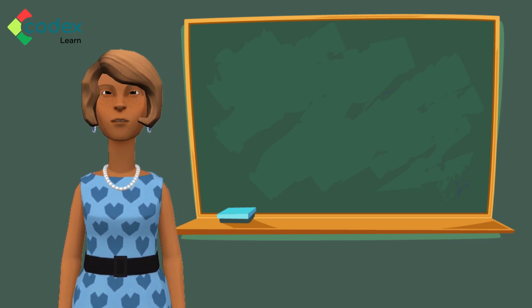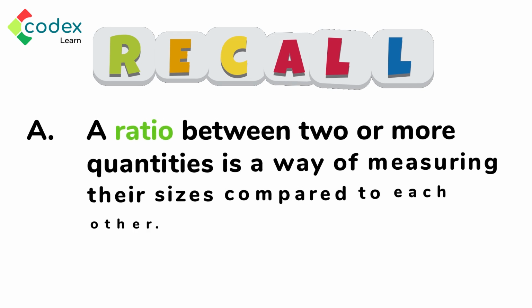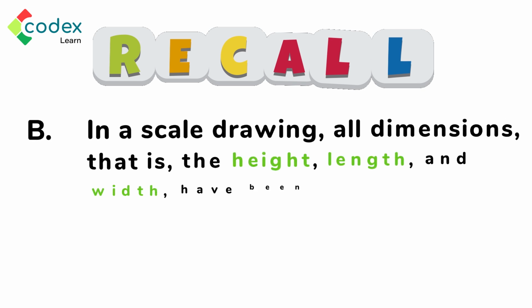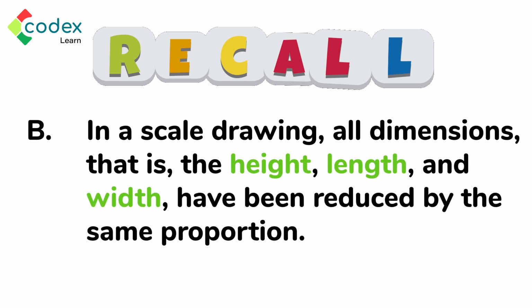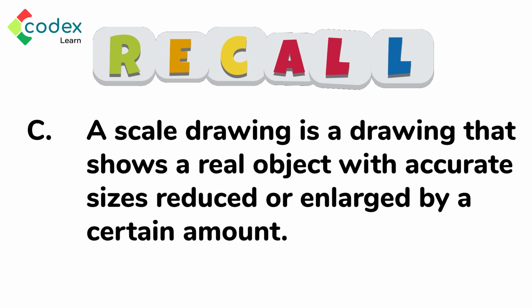What an interesting lesson, right? Now, let us remind ourselves about some of the things we have learnt. A. A ratio between two or more quantities is a way of measuring their sizes compared to each other. B. In a scale drawing, all the dimensions, that is, the height, length, and width, have been reduced by the same proportion. C. A scale drawing is a drawing that shows a real object with accurate sizes reduced or enlarged by a certain amount. Great!